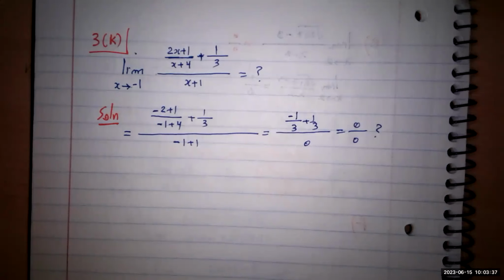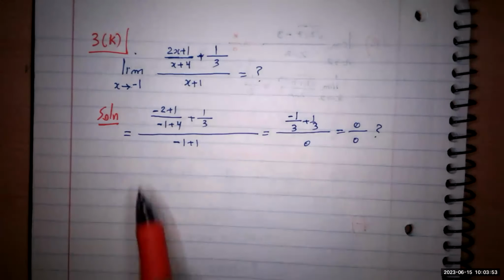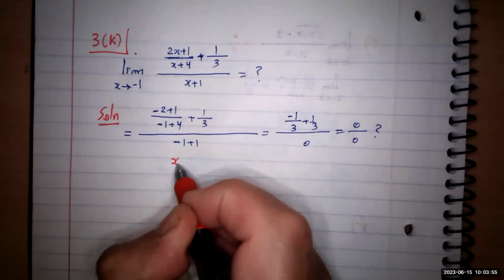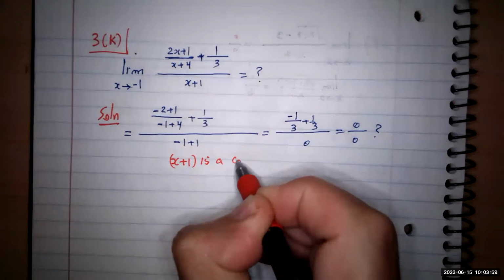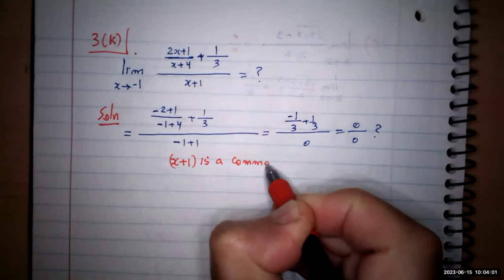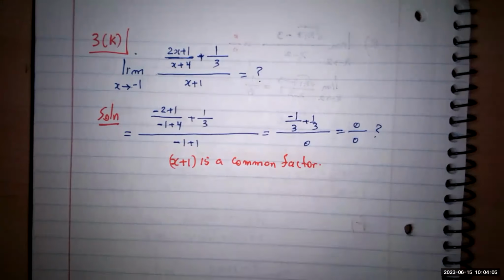Okay, what's the message for this one? You get the 0, 0. X plus 1 is a common factor. Excellent, that's it. You need a common factor. X goes to -1, so x plus 1 is a common factor. Okay, common factor. Now we're going to create it.